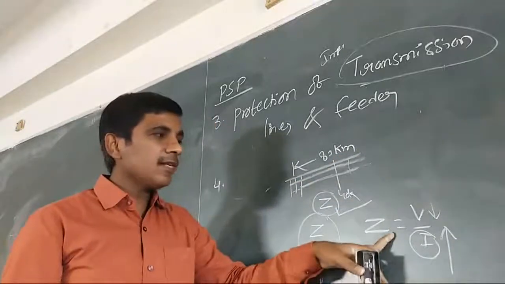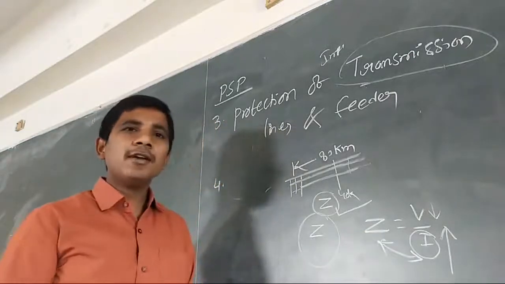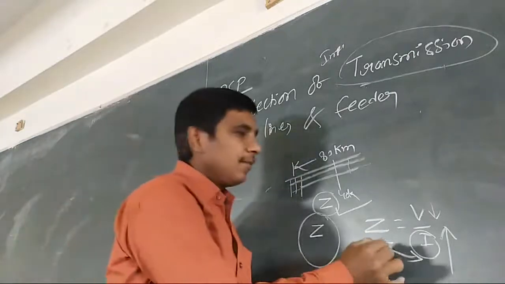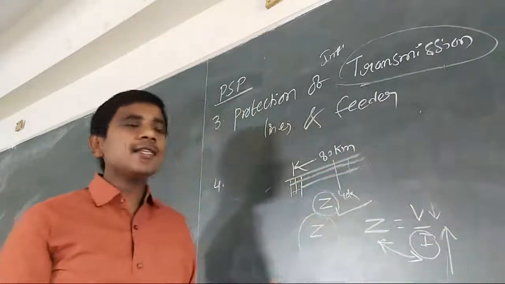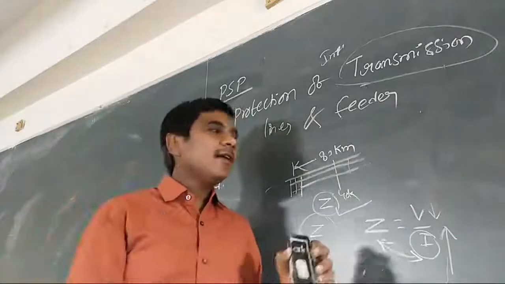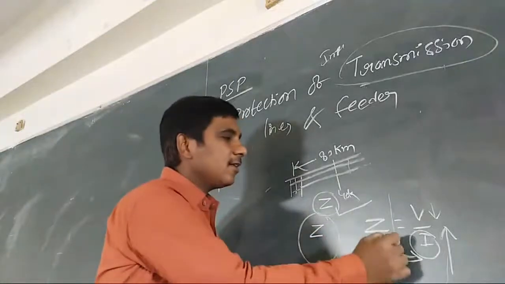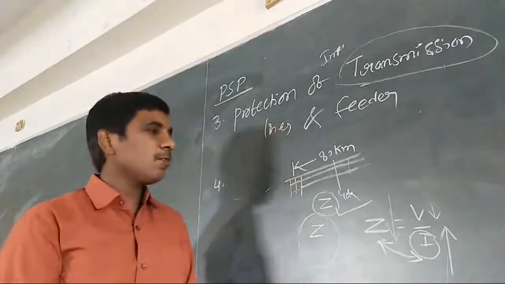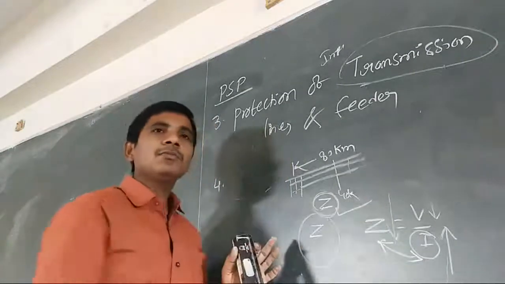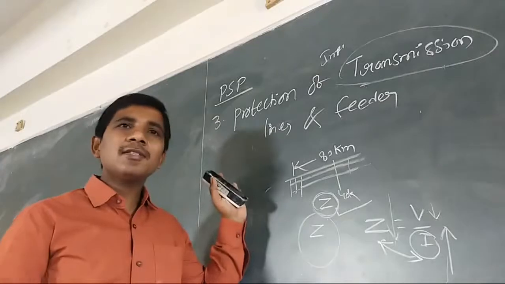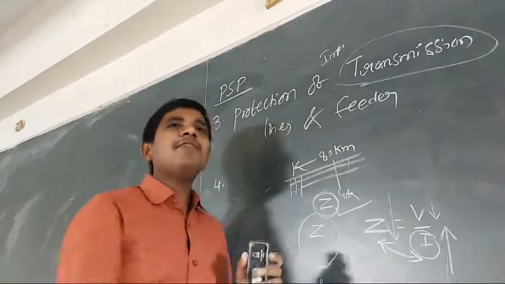Current increases, which means impedance is inversely proportional to current. You know that, from that we can say Z is inversely proportional to current. Whenever a fault occurs in the transmission line, current will increase. This current reduces the impedance because it is inversely proportional. If the impedance seen by the relay is less than the standard or normal value, then the relay will operate to protect the transmission line. In this manner, the transmission line will be protected.